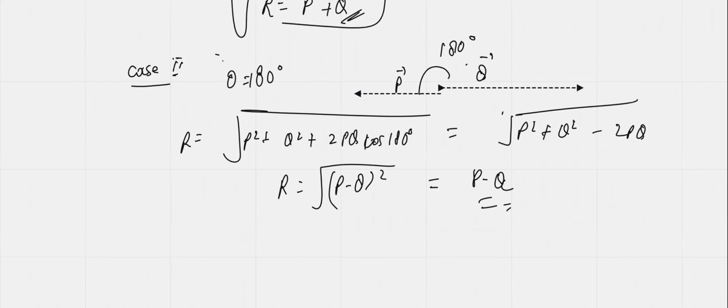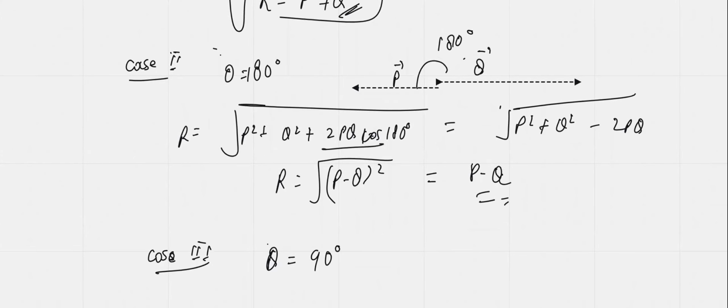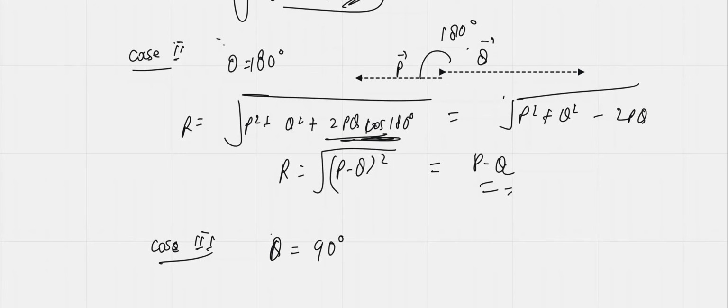Third is the 90-degree case, case 3. I will leave it to you to go through more. If theta is 90 degrees, I will directly write the answer. This whole term will come to 0, and you are left with P square plus Q square. The resultant comes out as the square root of P square plus Q square. This is the result when the angle is 90 degrees.